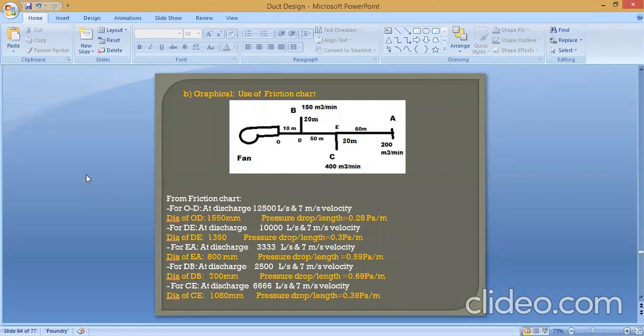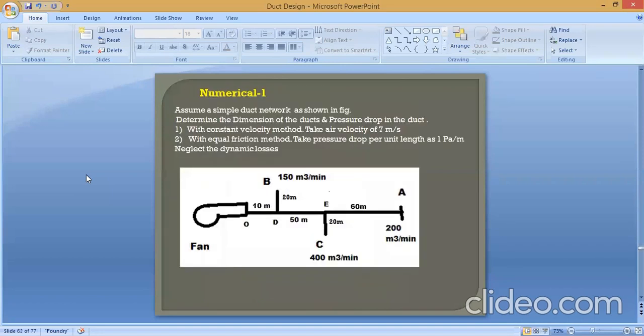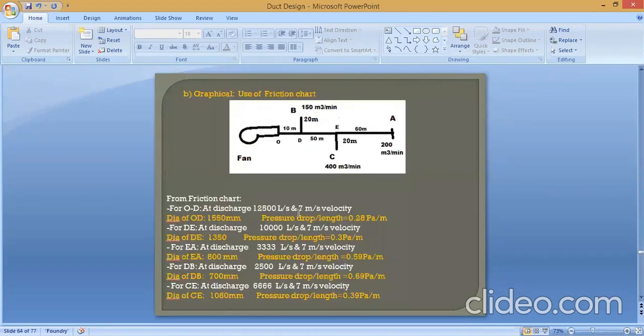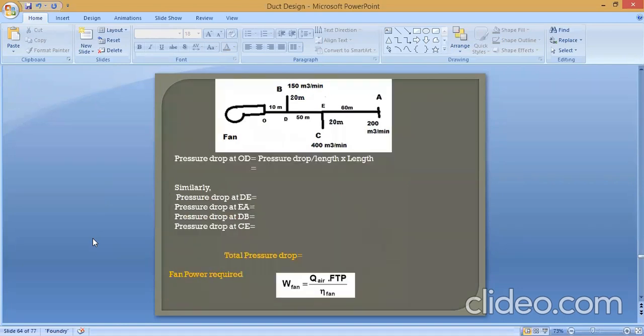What they ask in the question is we have to determine the dimension of the duct and the pressure drop. This pressure drop is per unit length. What we have to do is convert this per unit length into actual pressure drop across each and every section. So next is pressure drop across OD. O to D is this.